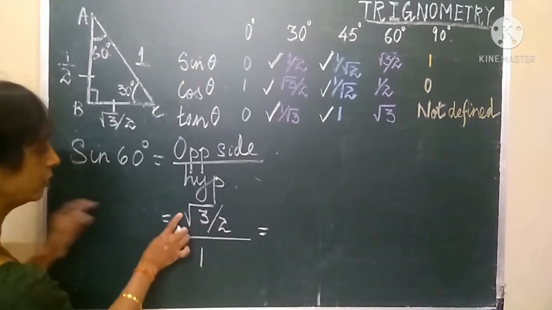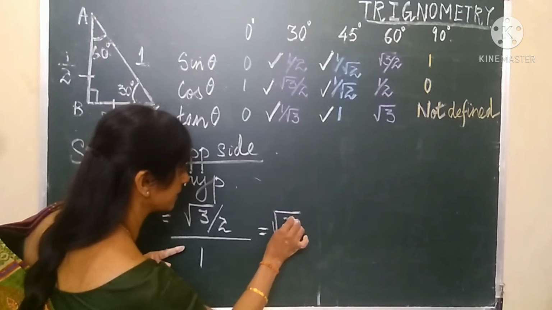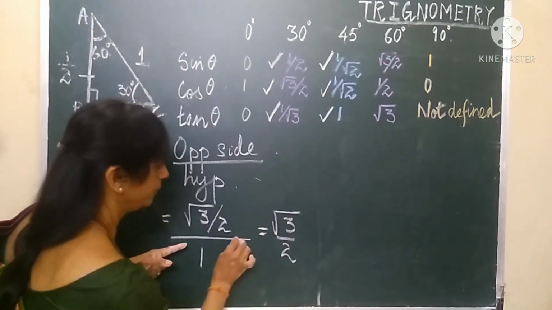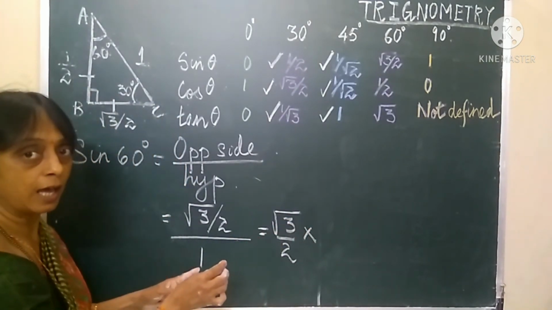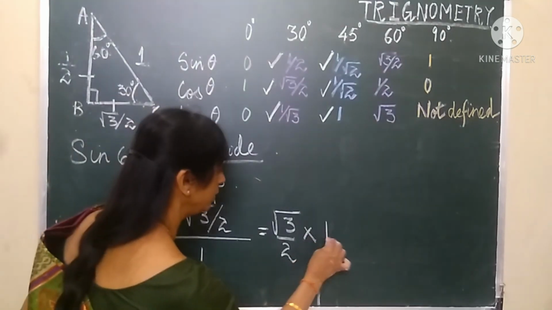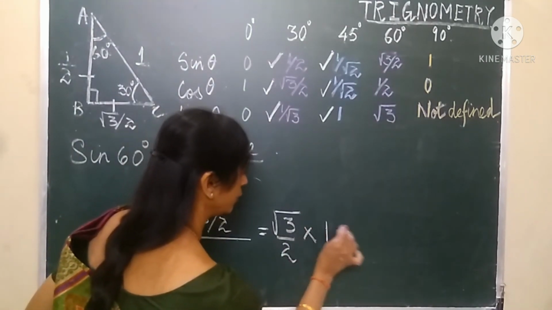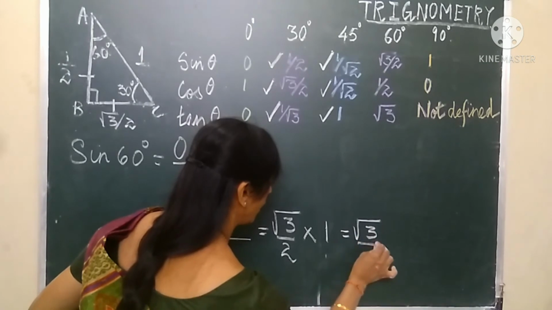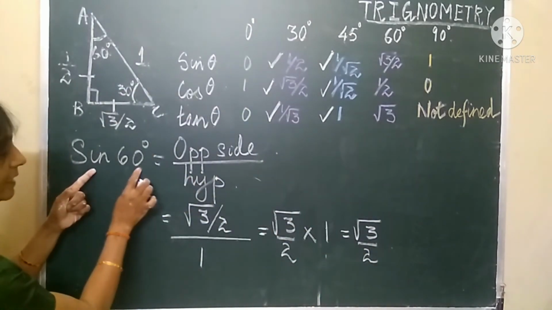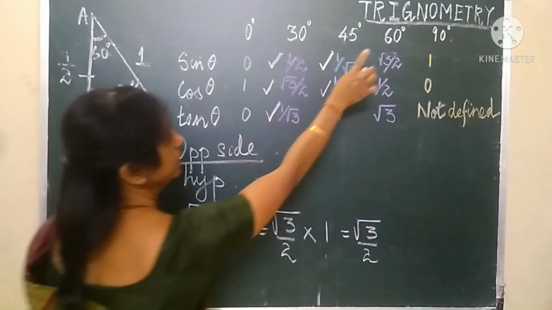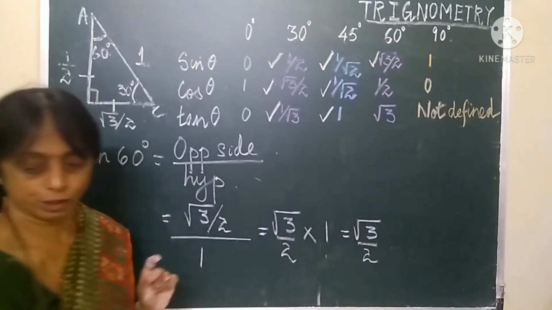Let's move on with the calculations. Numerator fraction as it is. Division changes to multiplication. And the inverse of 1 is 1 only. Or you can write 1 upon 1. Root 3 into 1 is root 3 upon 2. So sine 60 is equal to root 3 upon 2.